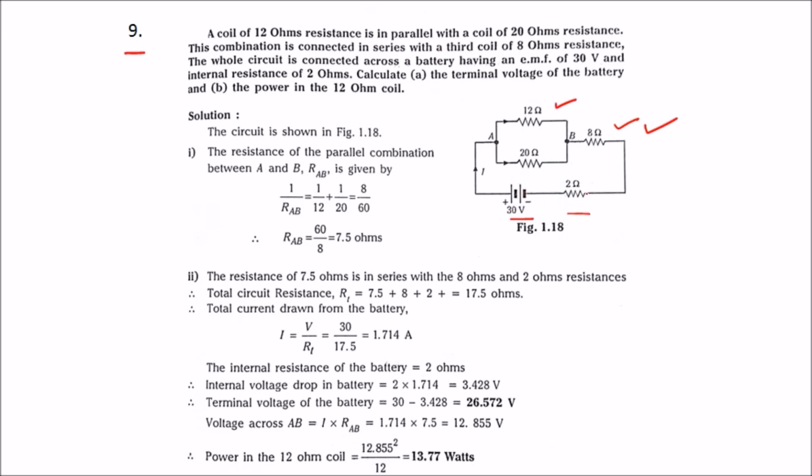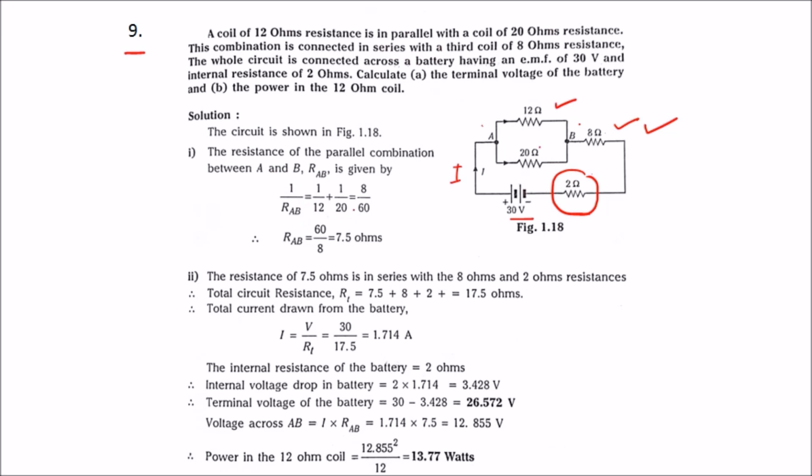So to find the voltage drop across this resistance, we need the value of I. To find I, first we need to calculate the equivalent resistance of all the 4 resistances, that is 12 ohm, 20 ohm, 8 ohm and 2 ohm. As these two are in parallel, first we need to find the equivalent resistance between point A and point B. So the resistance of the parallel combination between A and B is RAB.